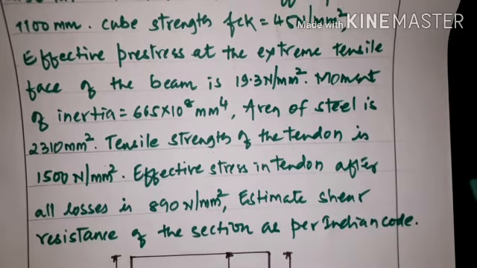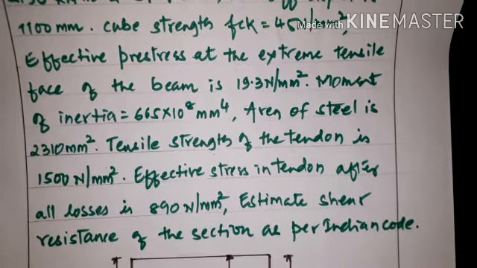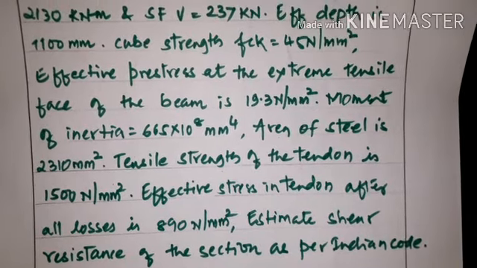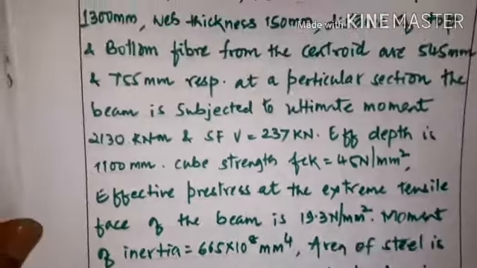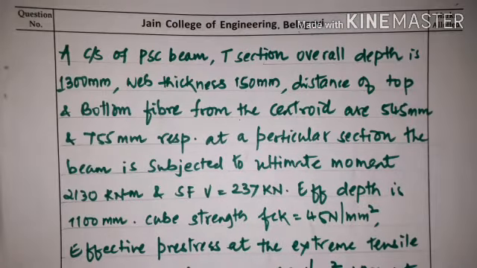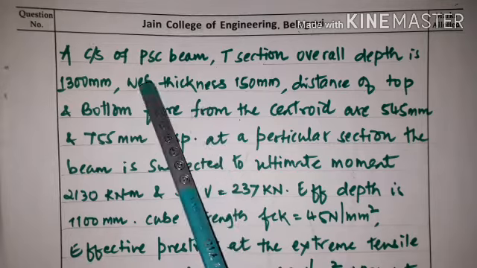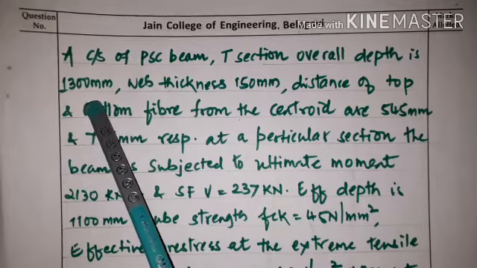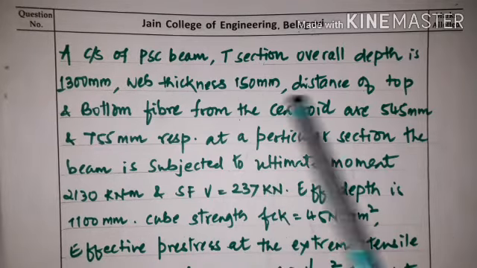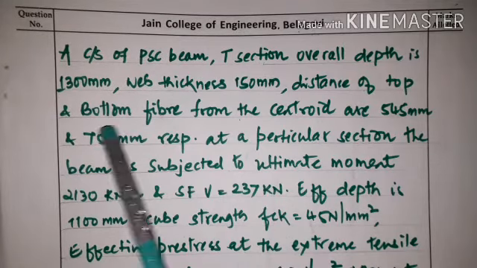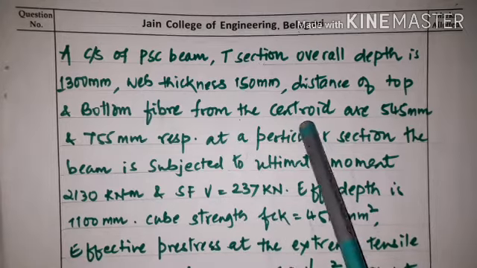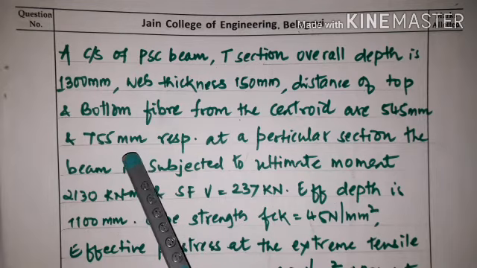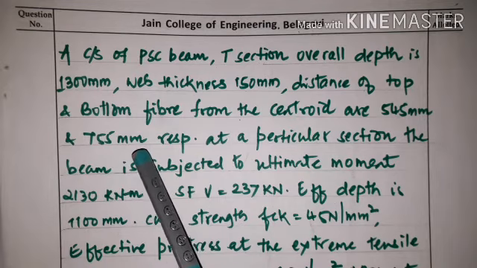Okay, so the statement of the problem is too large here, but you have to understand it one by one. I'll just explain it once again. The prestressed concrete beam is again a T section. The overall depth of the section is given, web thickness is also given, and they have given the distance of top and bottom fiber from the centroid as 545 and 755 mm. Means they have given the location of the centroidal axis.